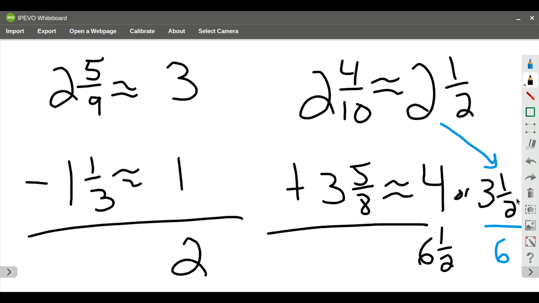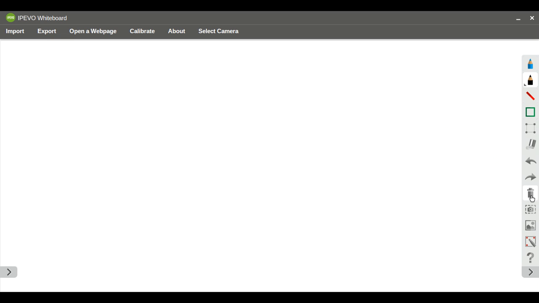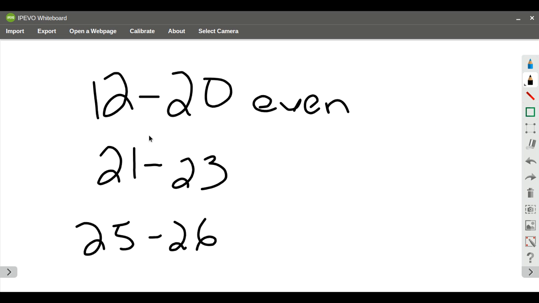Okay, alrighty. So you are going to estimate each sum or difference for the following problems. You are going to do 12 through 20 even, 21 through 23, and 25 through 26. All of these problems focus on estimation skills with estimating addition of mixed numbers.